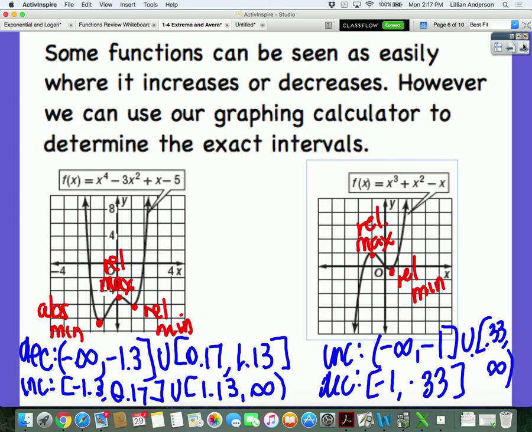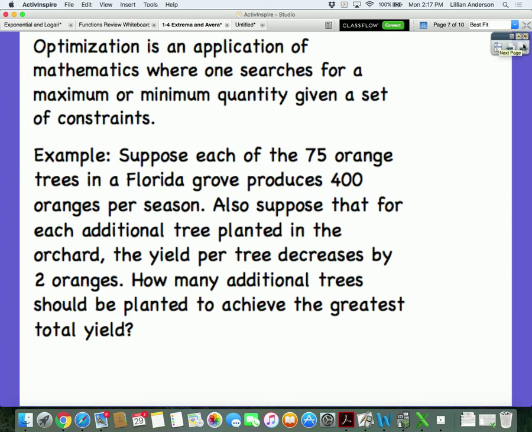All right. Now, optimization is the application of mathematics when one searches for a maximum or minimum quantity given a set of constraints. Now, before y'all get there, you're like, oh my gosh, I hate word problems. Okay. All right, I've heard it. Already heard it. You ain't gonna love them, but you're gonna be able to tolerate them a little bit more.